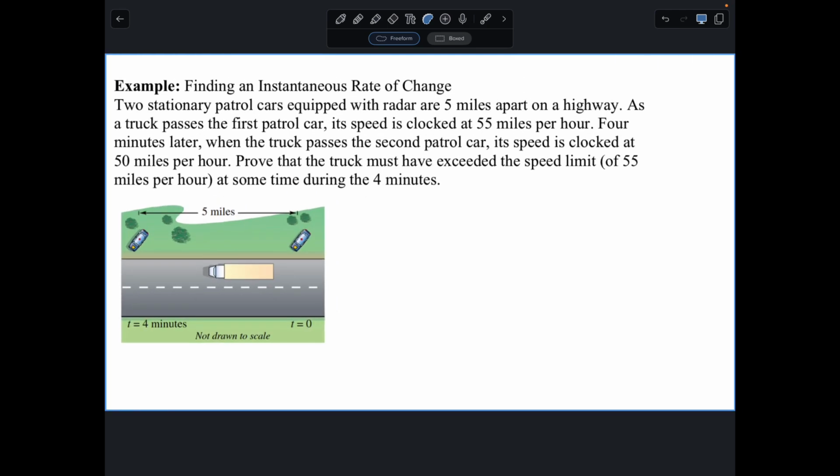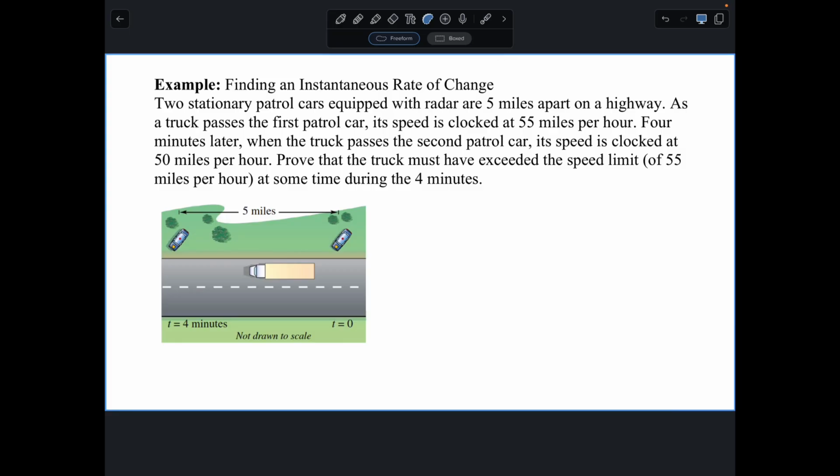Wait, so for MVT, you need it to be continuous, right? It is differentiable. Yeah, exactly. Hold on, we probably have to write it out.